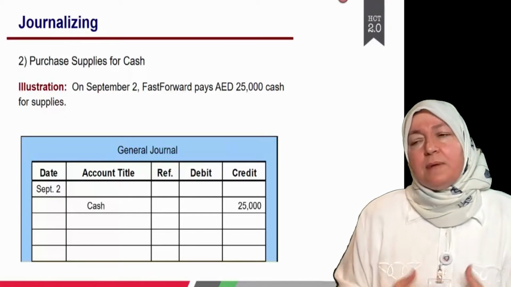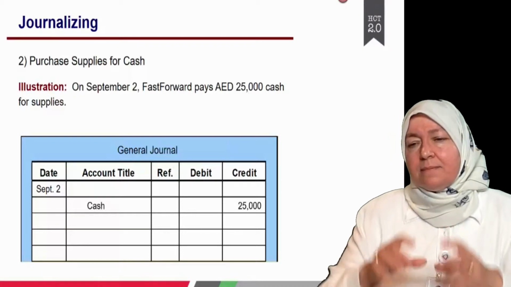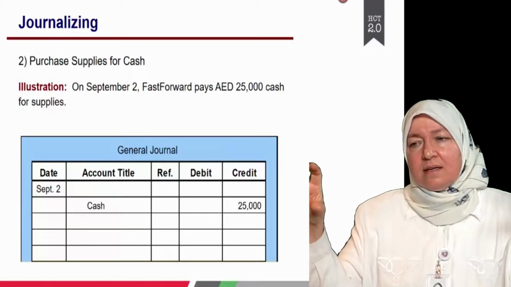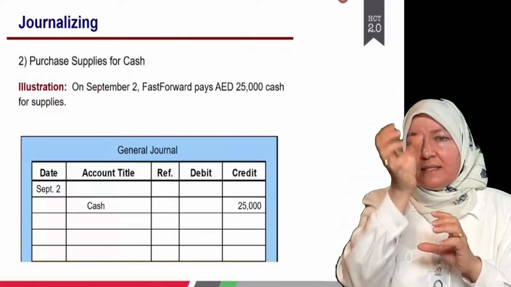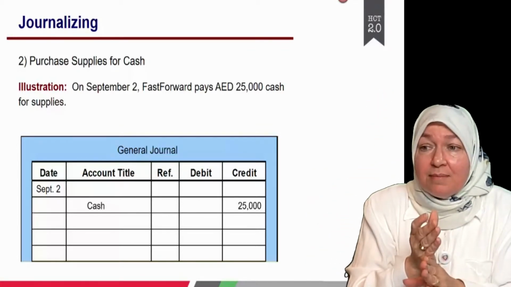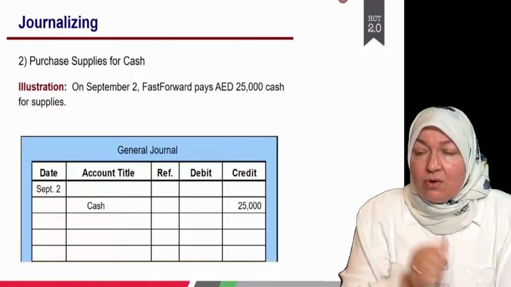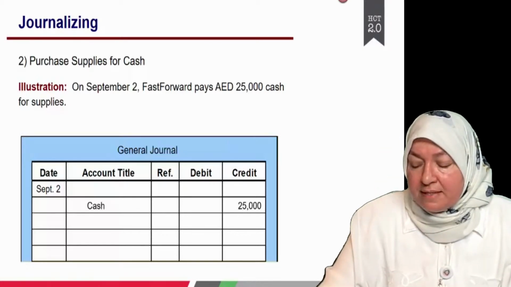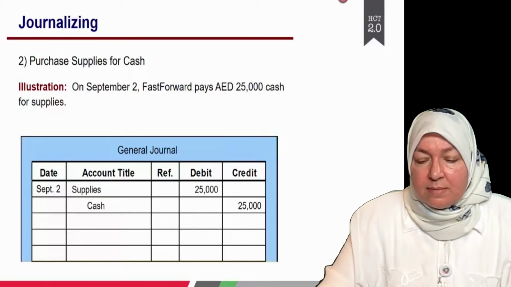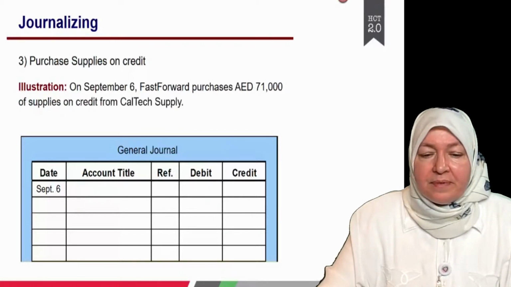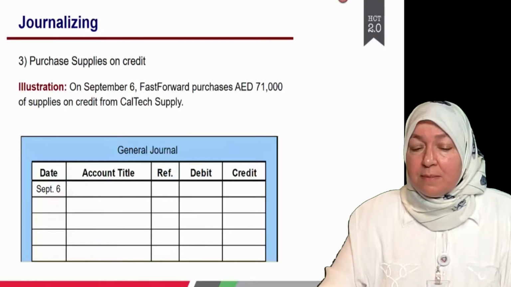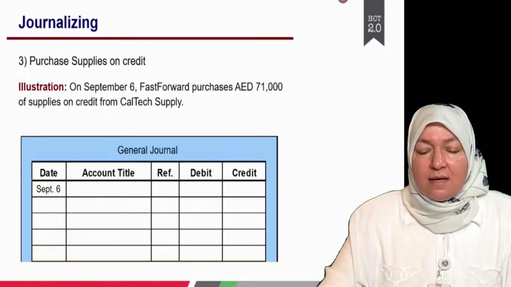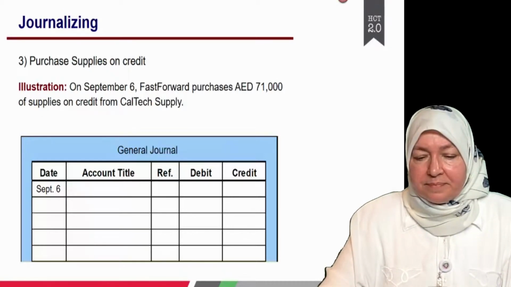And now supplies is always asset, so it's asset as a group, and its normal balance is debit, and it's increasing because we are purchasing it. So it would be the same as its normal balance, so it would be debit. So supplies debit by 25,000. On September 6, Fast Forward purchases 71,000 of supplies on credit from Caltech Supply.